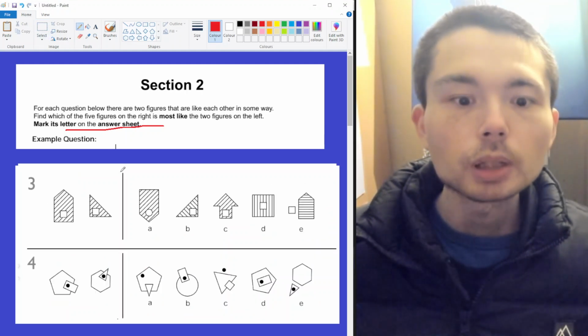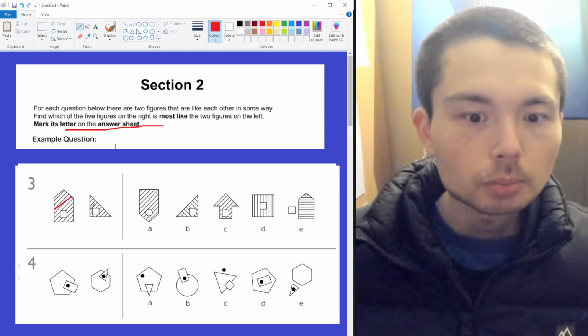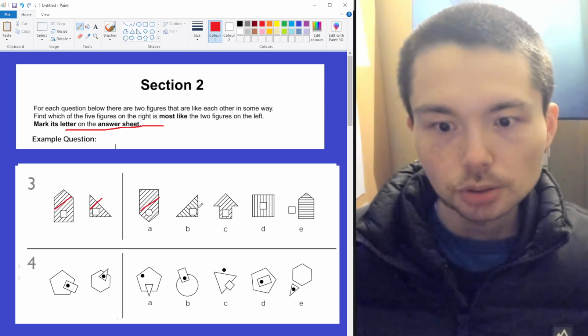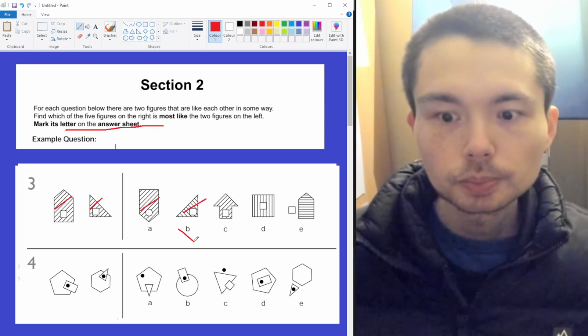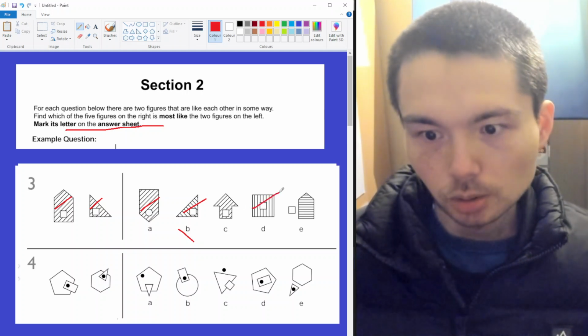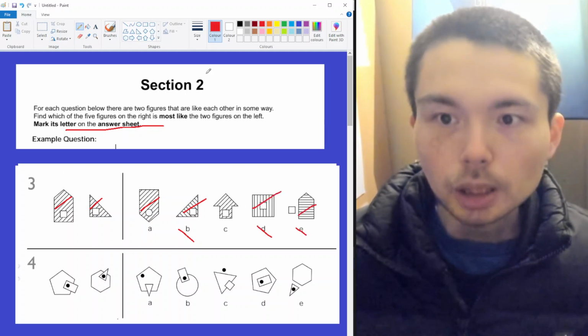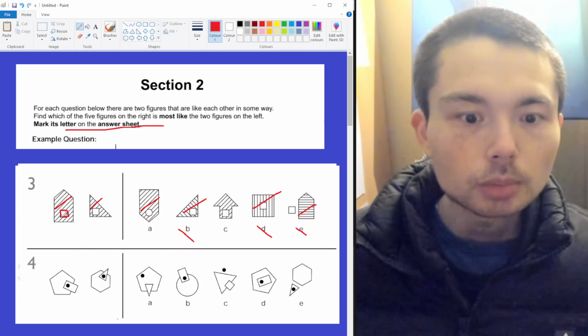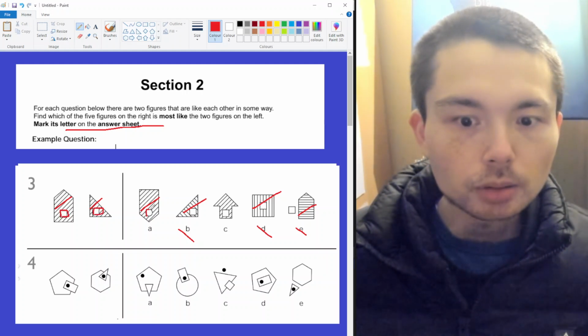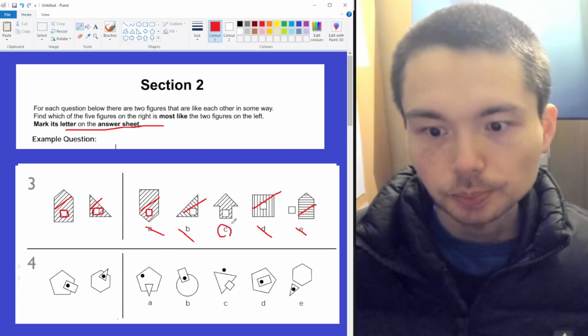Question 3. Let's look at the lines inside. Both going diagonal. Yes. No. Yes. No. No. A or C. Now what's the difference between them? Square. Inside. Little square. A. No. C is the answer.